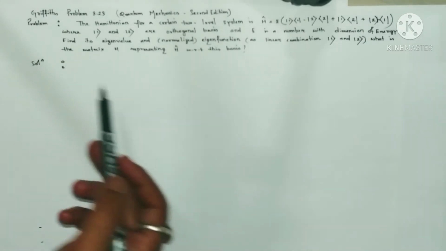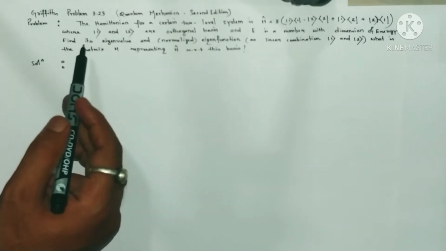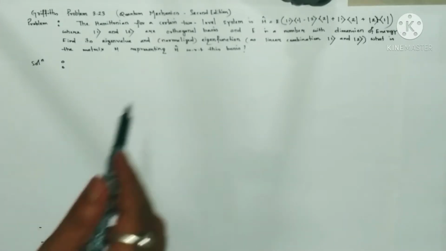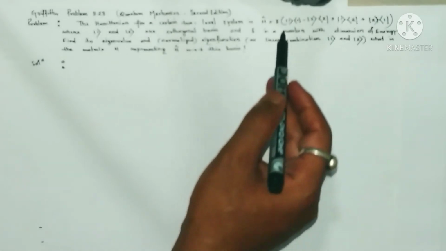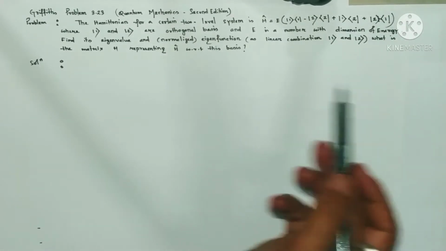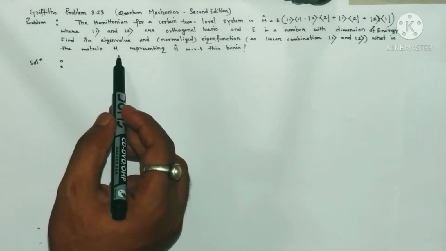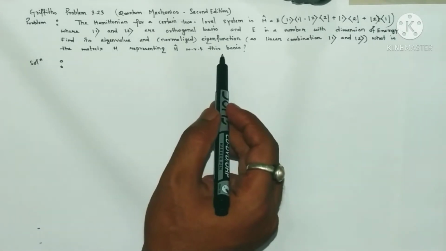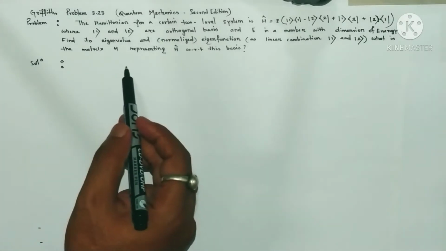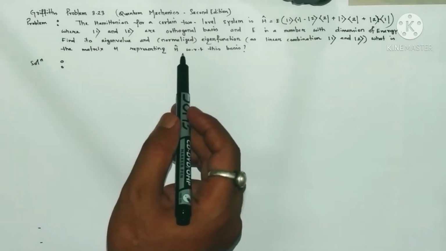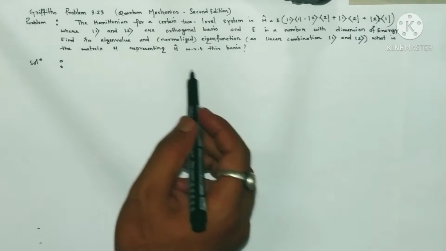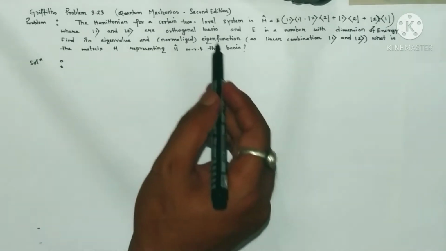That means the inner product ⟨1|1⟩ will be 1 and the inner product ⟨1|2⟩ will give you 0. Fine, that is the orthonormal basis, and this E is a number with dimension of energy. Then find the eigenvalues and normalized eigenfunctions as a linear combination of |1⟩ and |2⟩, and what is the matrix H representing the Hamiltonian H hat with respect to this basis.